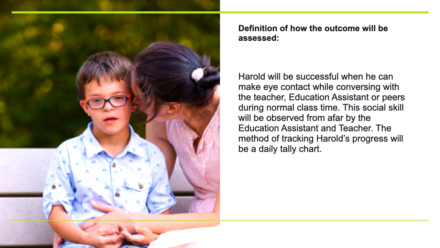Definition of how the outcome will be assessed. Harold will be successful when he can make eye contact while conversing with the teacher, education assistant, or peers during normal class time. This social skill will be observed from afar by the education assistant and teacher. The method of tracking Harold's progress will be a daily tally chart.